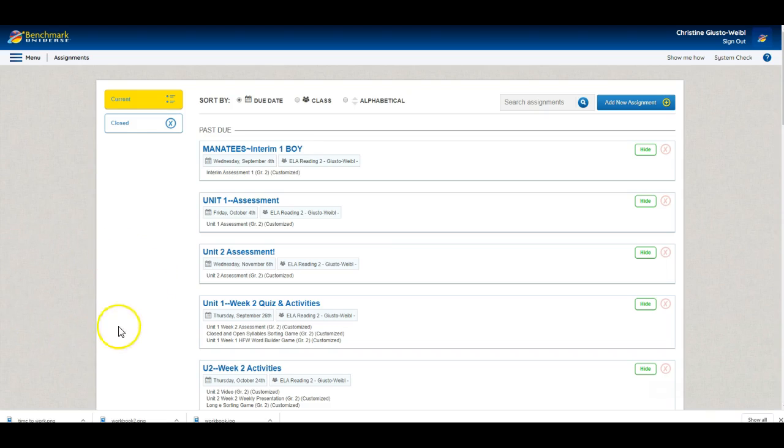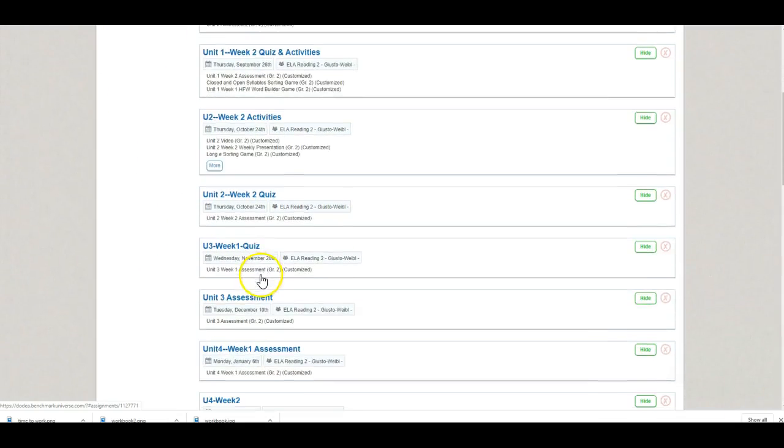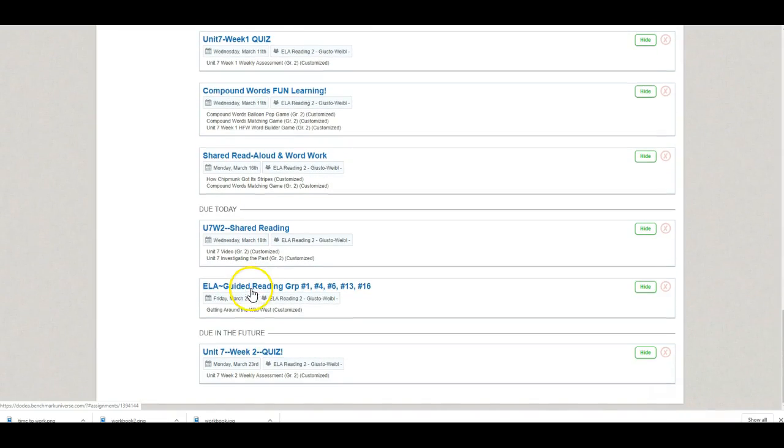So you're logging into benchmark, you check your assignments, and when you see all the way here, Unit 7, Week 2 quiz, you have to have this quiz turned in to me by Wednesday. All right, don't start it too early. Make sure you do all of the work first that is in our Google Classroom for Literacy before you take this test. This test is last. What did I just say? You got it. This test is last.